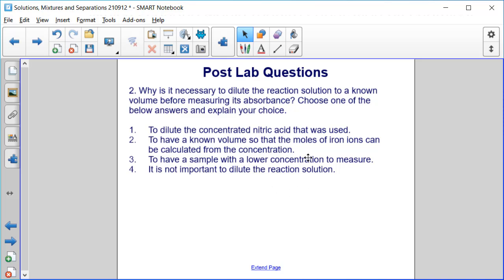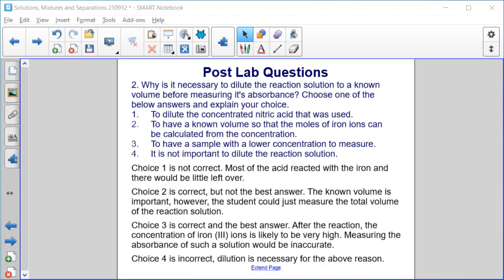So you could go back through the experimentation part previously and see if you can't narrow it down here. Discuss with your group, come up with something, and we'll talk through the answers on the next slides. Okay, so choice 1, to dilute the concentration of the nitric acid, is not correct. Most of the acid reacted with the iron and there would be little left over.